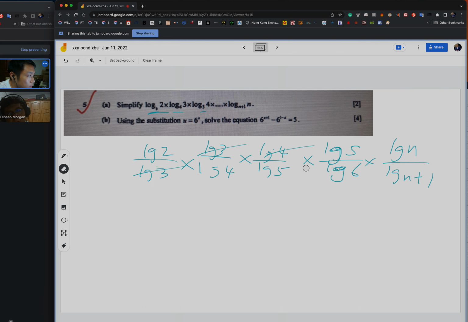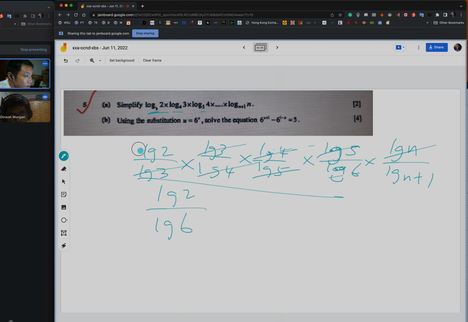Sorry. Right, then the log 6 will cancel, right? So ultimately this one will be cancelled, right? Okay, so let's not do until this one first. Let's do until the log 6 first. So ultimately you will get the log 2. Let's say this log 2 over log 6, right?